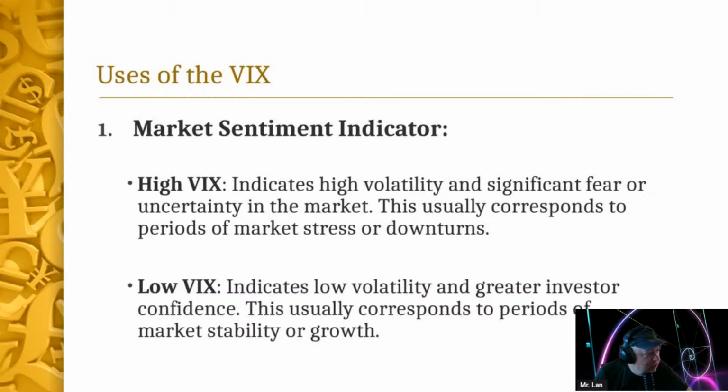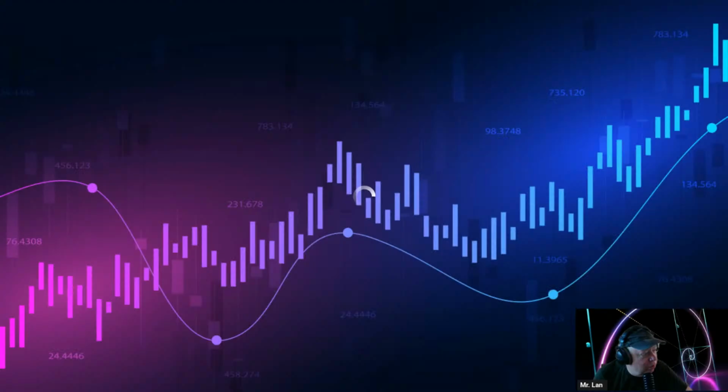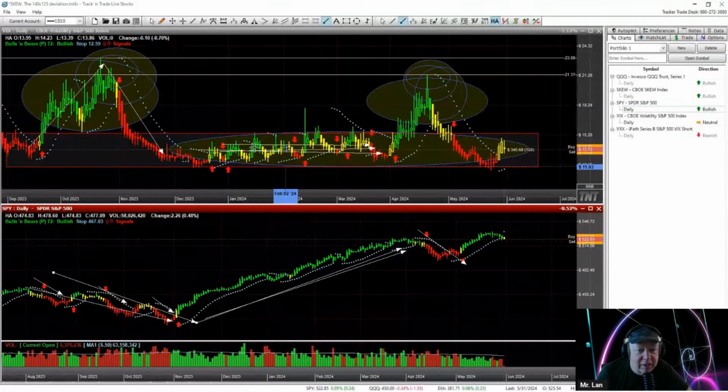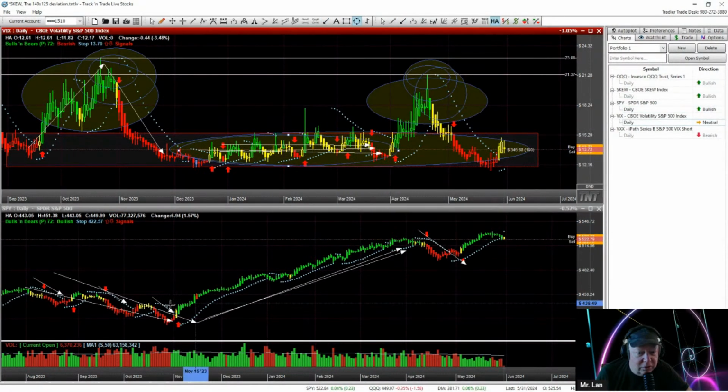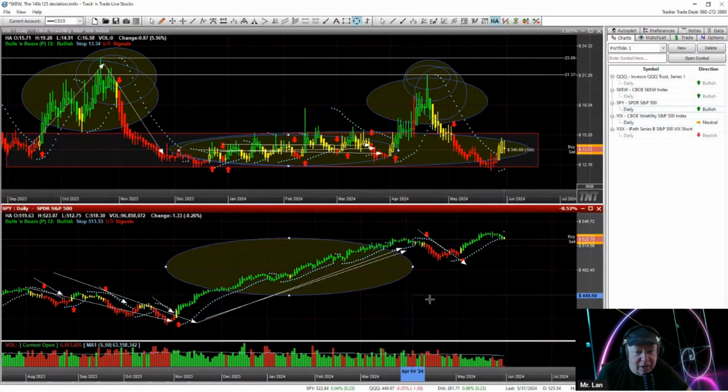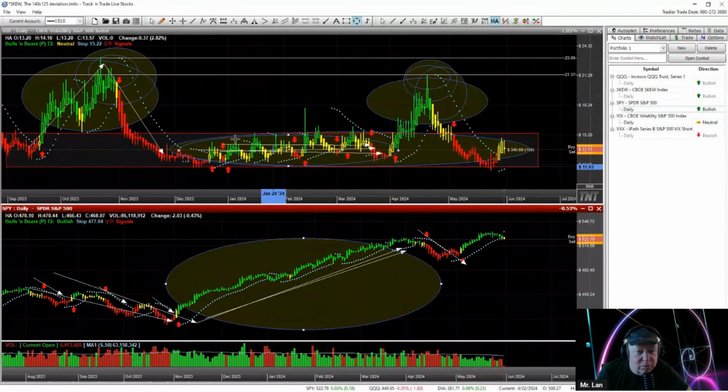So let's go back over here. Low VIX indicates low volatility and greater investor confidence. This usually corresponds to periods of market stability or growth. All right, so again, back here, low. So this is our stable time frame. So we get growth. Well, and that's what happened right in here, right? Big growth spurt while we had low VIX. All right. Well, that's really cool.